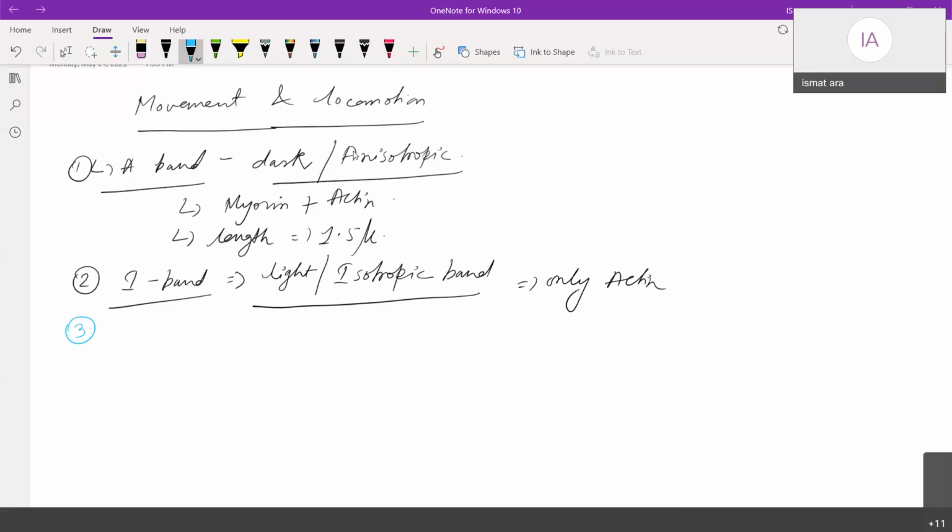Next one, H zone. Full form of H? Hanson zone. Exactly, H stands for Hensen's zone. This is the light central part of the A band, where only myosin is present.